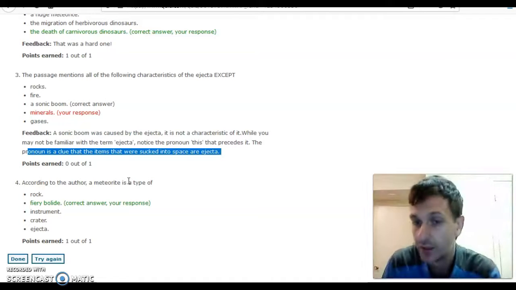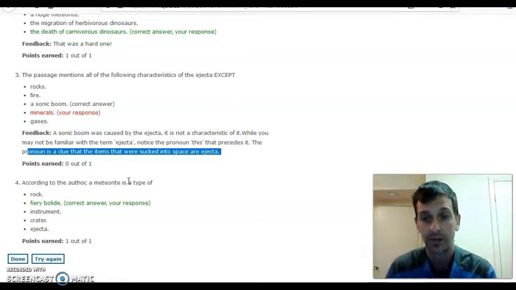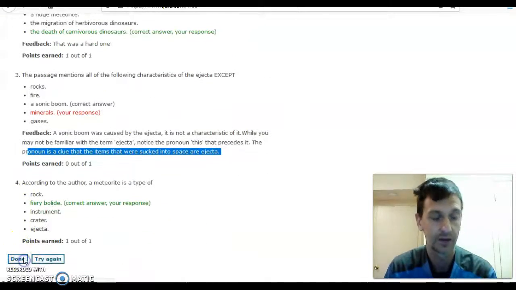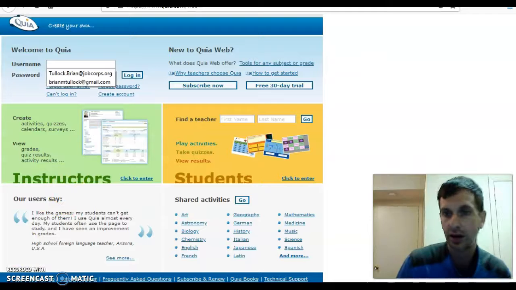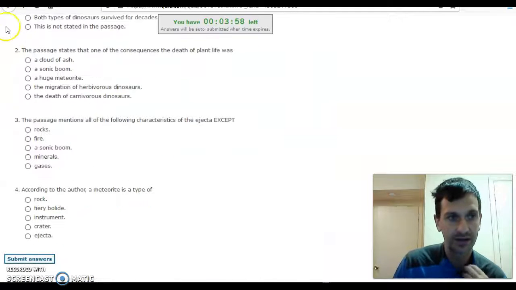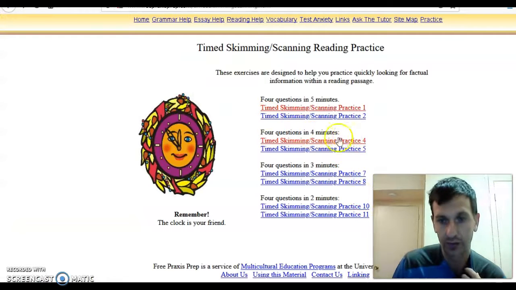I rushed to get it wrong because I want to get the answer. Sometimes we see that time and we get nervous. But make sure you're getting the right answer and you're reading it correctly. All right? All right, so I hope this makes sense. This is how we're skimming. This is how I'm going to skim and scan. I'm going to do it quickly. I'm going to go through these.